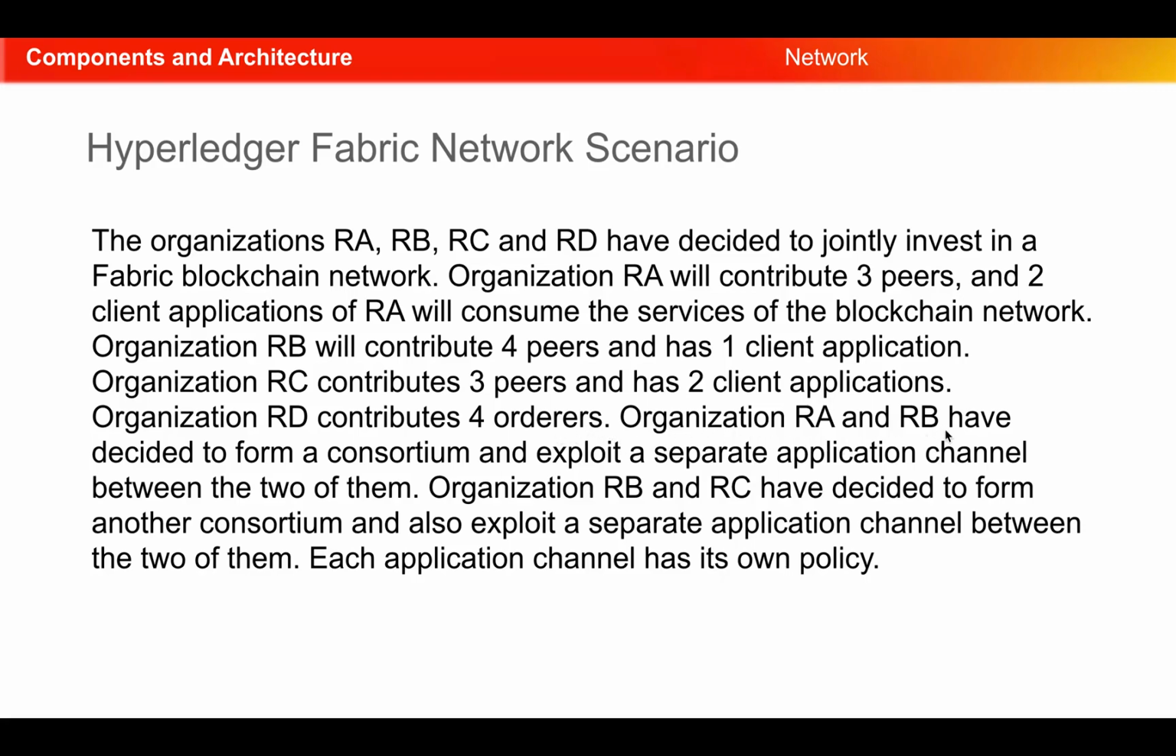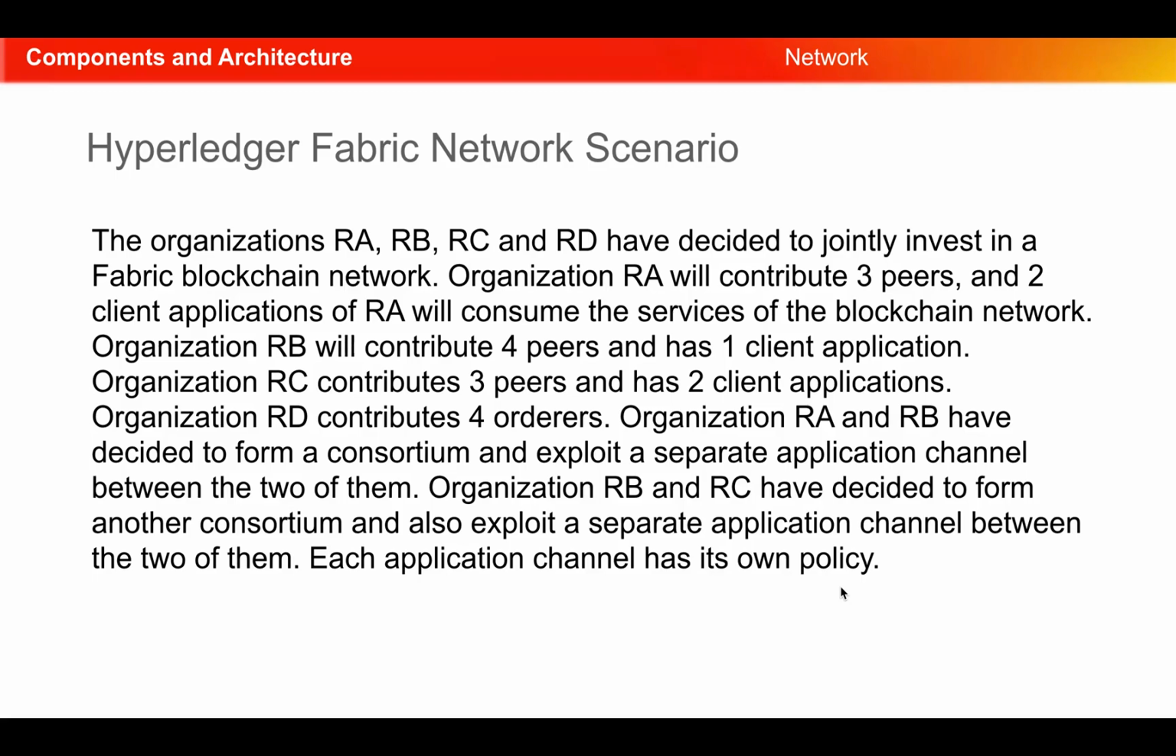Organization RA and RB have decided to form a consortium and exploit a separate application channel between the two of them. Organization RB and organization RC have decided to form another consortium and also exploit a separate application channel between the two of them. Each of the application channels has its own policy. As I've told you before, please do revisit this whenever it is needed while I'm explaining the next slides.